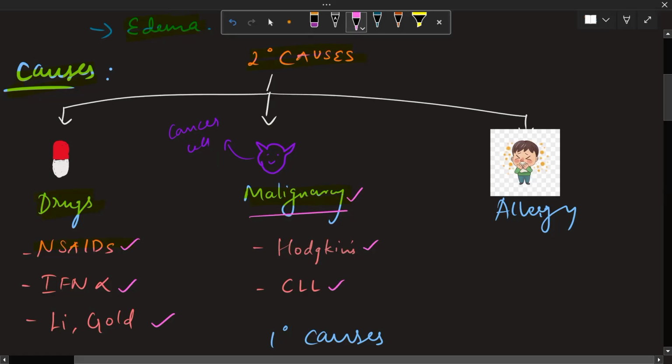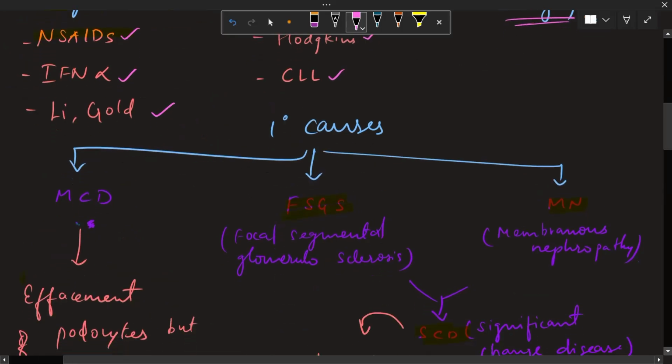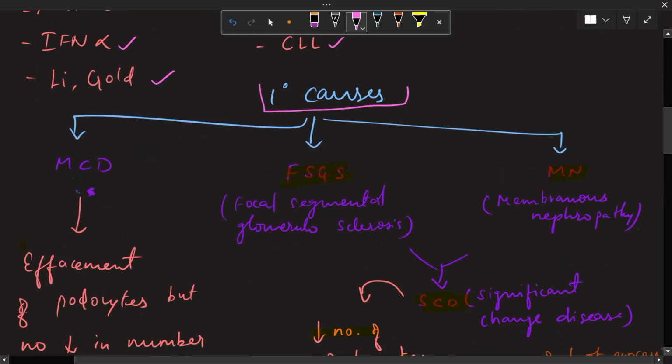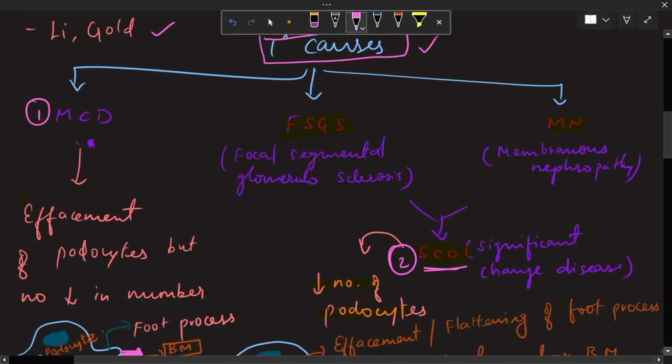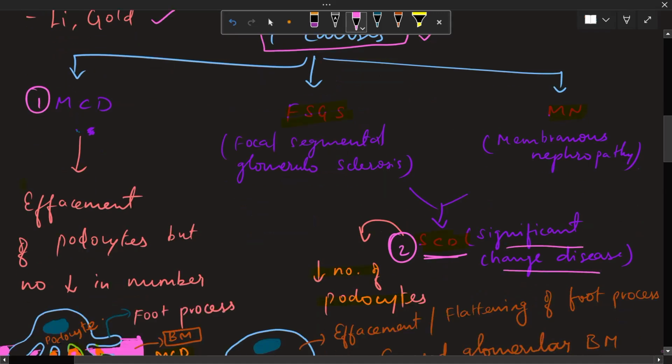And coming to the primary causes, we can divide them broadly into two types. That is, one is due to MCD and another is due to SCD. MCD stands for minimal change disease, and SCD stands for significant change disease. And there are two entities in significant change disease. One is focal segmental glomerulosclerosis, I have written it as FSGS, and membranous nephropathy, I have written it as MN.